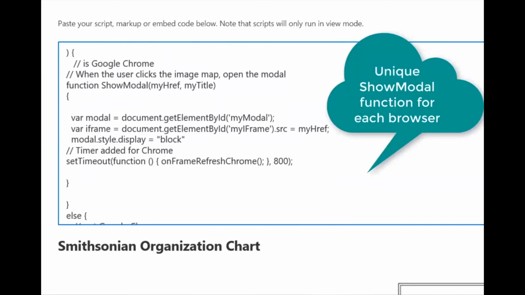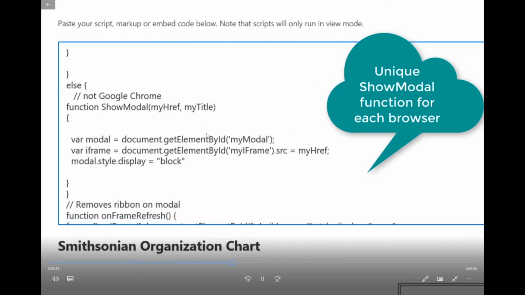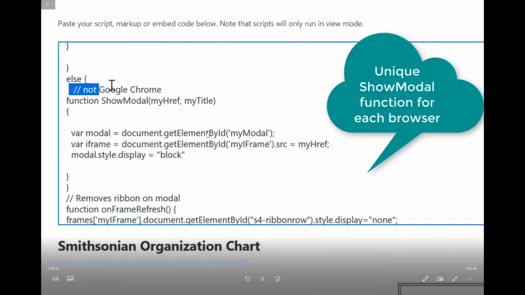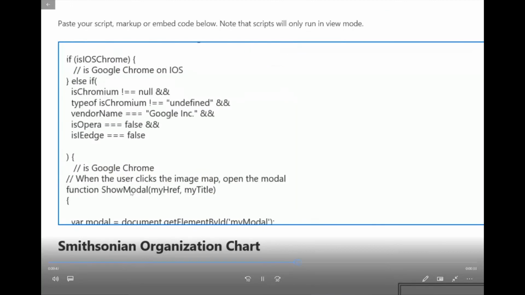And then I have the code for when it is Google Chrome here with that set timeout function. Of that show modal is now this new function. And then if it's not, like Internet Explorer, the show modal function will be what I originally had. And then we have the actual parts of removing the ribbon for each one of those.